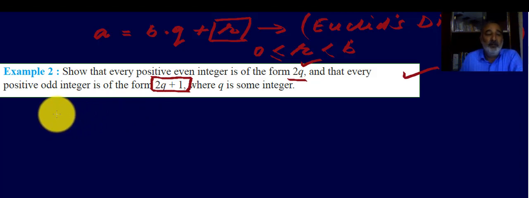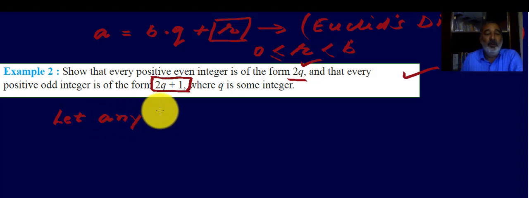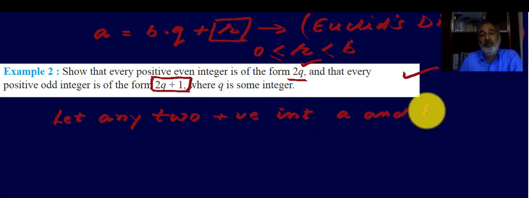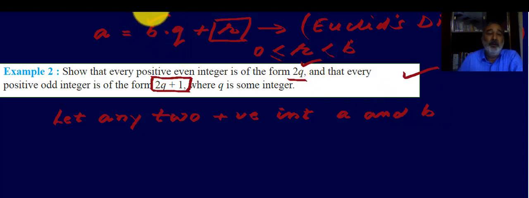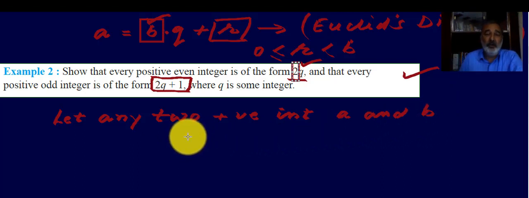Let a and b be any two positive integers. Then what is b? Here b is 2, where b is equal to 2.